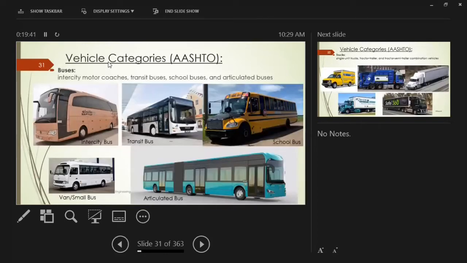Then these are the buses. The buses, as we can see, are the intercity bus, the transit bus, the school bus, the articulated bus, or the van. This is the one on the corner here. This is the van, which we consider a small bus.